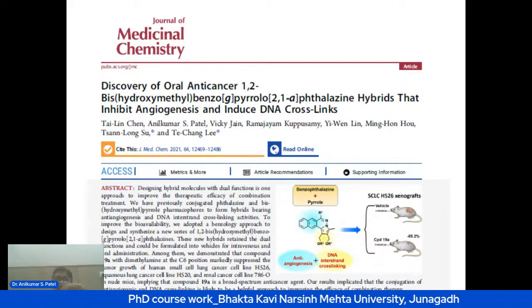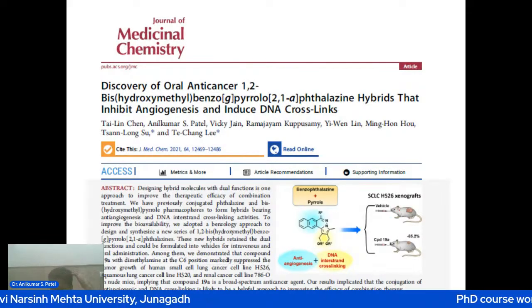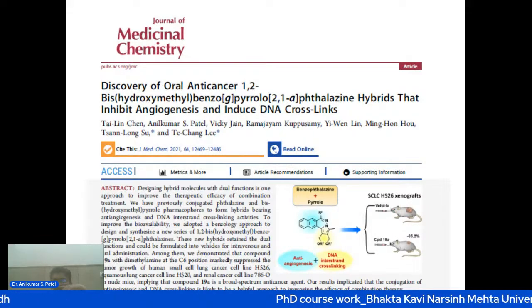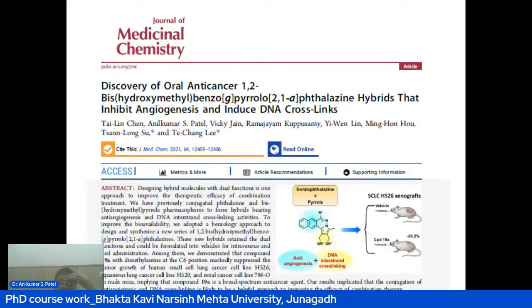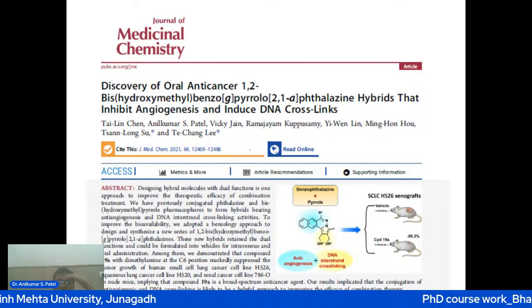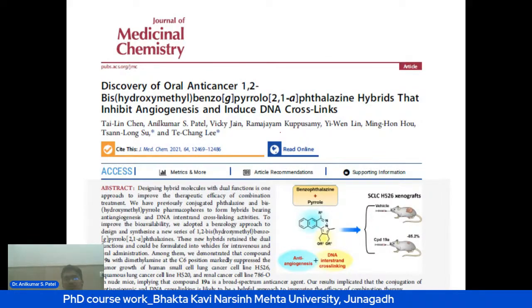We gave this particular compound to the mice model in vivo as an oral drug. We provided it as an oral drug instead of an injectable, so that it can be a particularly oral anti-cancer compound. This compound gives very good activity, so this benzologue approach gives a very good result.